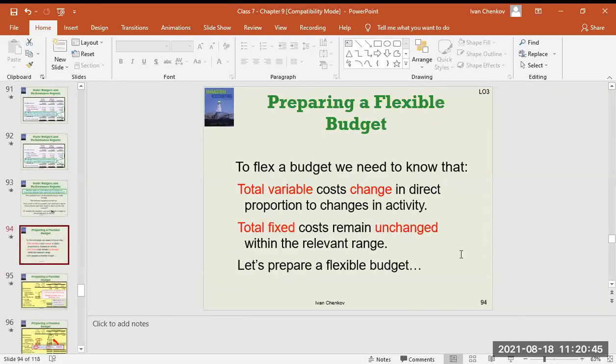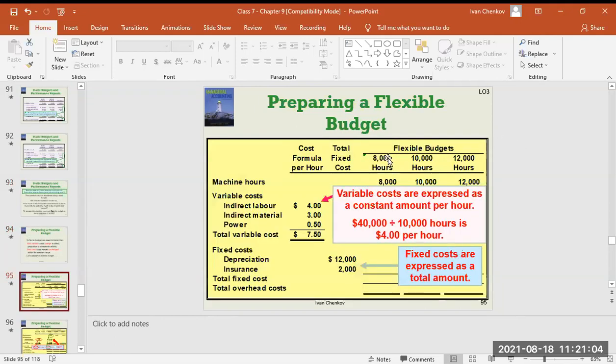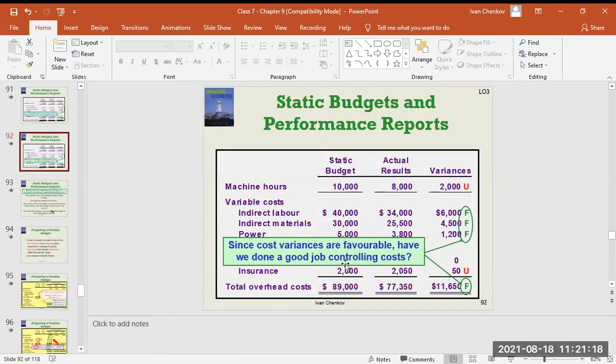So, for example, to flex the budget, we need to know the total variable cost change and that total fixed cost remains unchanged. In order to do that, we have to understand that variable cost changes in direct proportion to the change of activity, while fixed cost remains the same. So now we're going to prepare a flexible budget for different scenarios. First will be for the usage of 8,000 hours, 10,000 hours, and 12,000 hours. Again, we get the variable cost per unit from the static budget, and we're going to use the same logic on the static budget to prepare the flexible budget.